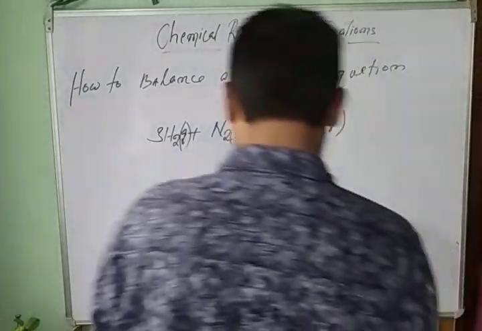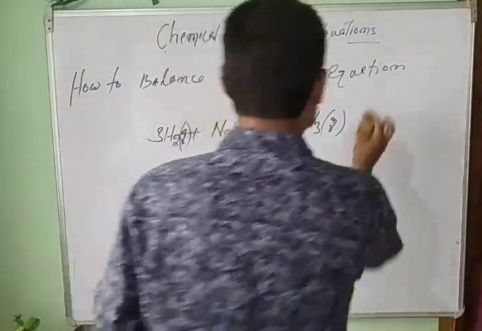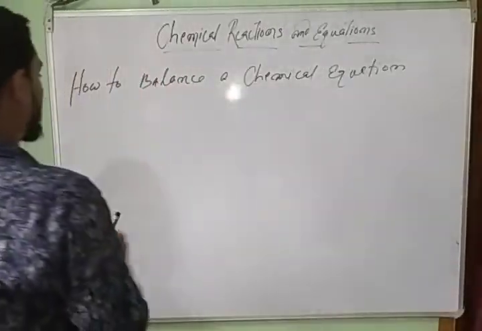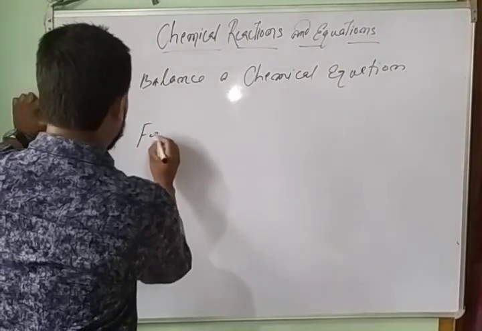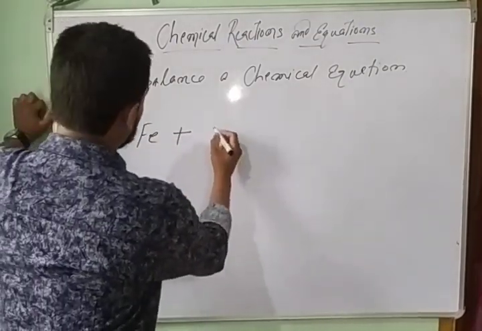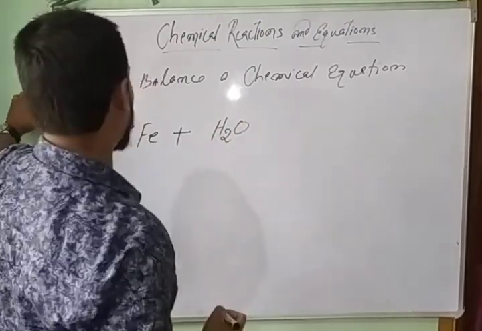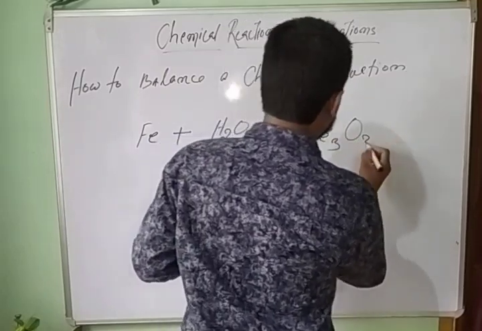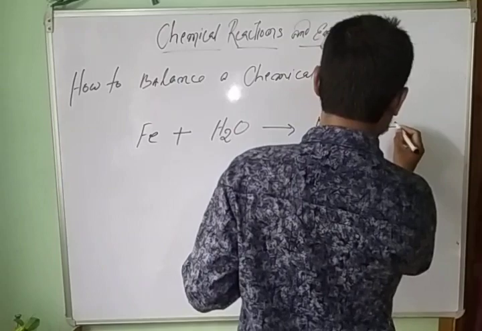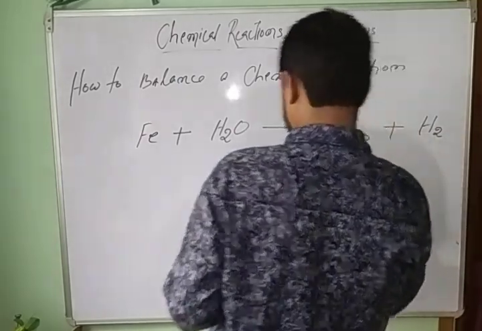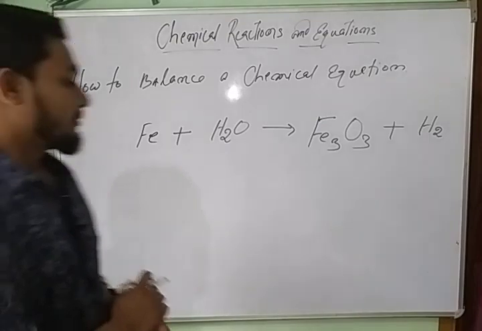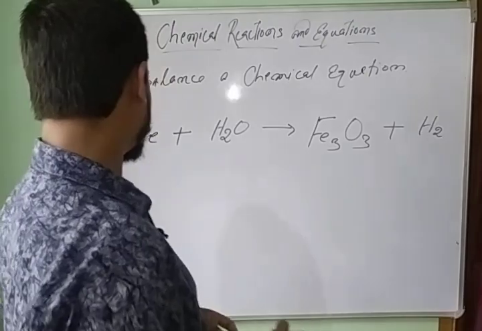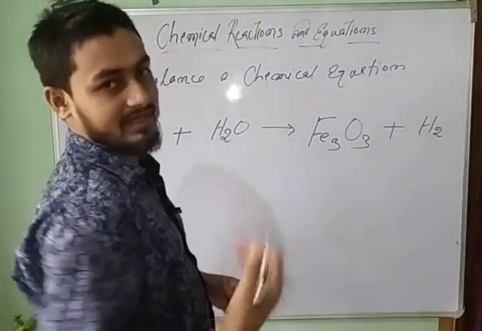So let us have a look at a few more examples. Iron, when Fe reacts with water, H2O, it will produce Fe3O4 plus H2. By pausing this video, try to balance this equation by yourself. And if you fail, then watch.